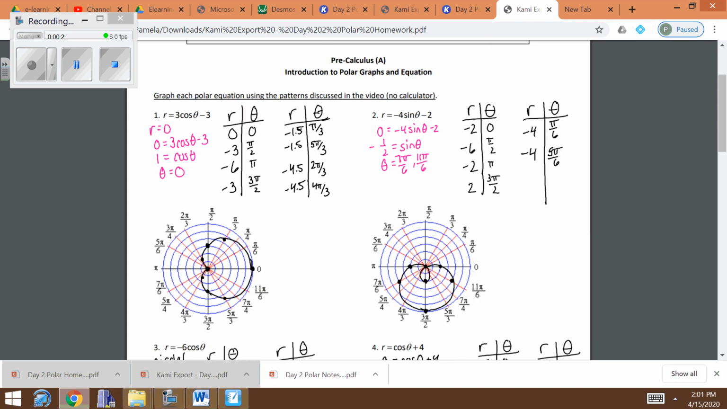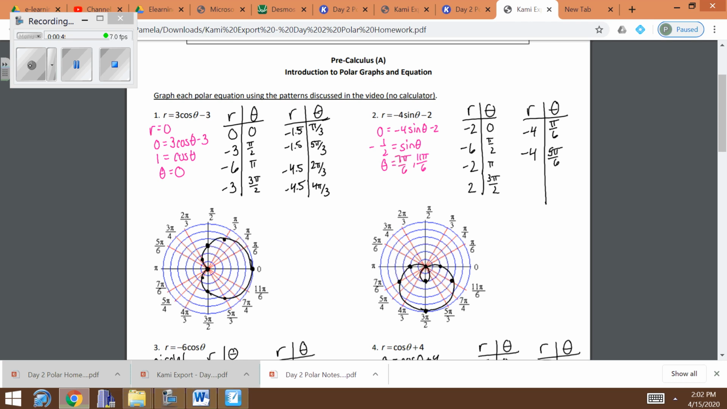So, first one, again, what I have been doing on all of these is setting r equal to 0 right away. When I set r equal to 0, I knew that there was only one solution, so r equals 0 when theta equals 0. So I know it actually starts off at that point at 0, 0 there. What that also tells me, if there's only one solution, one place it intersects the pole, is that this is going to be a cardioid.